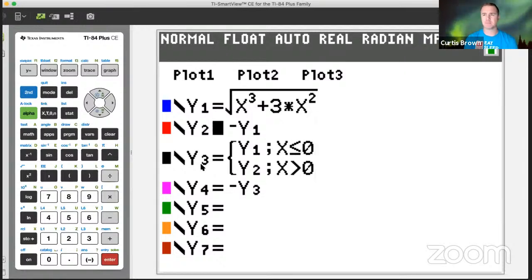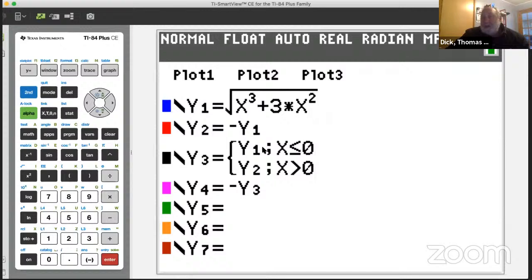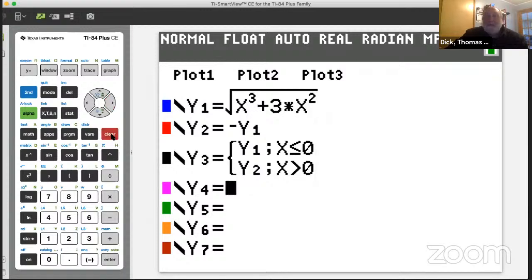For Y3, what I've done here is I'm still referring to Y1 and Y2, but I'm going to let Y3 be the same as Y1, but for only the x's that are less than or equal to 0. And then I'm going to switch over to Y2 for the x's bigger than 0. Now I'm going to go down to Y4, and I took a shortcut here and just defined it as the negative of Y3, but let me just clear that out and enter that from scratch.